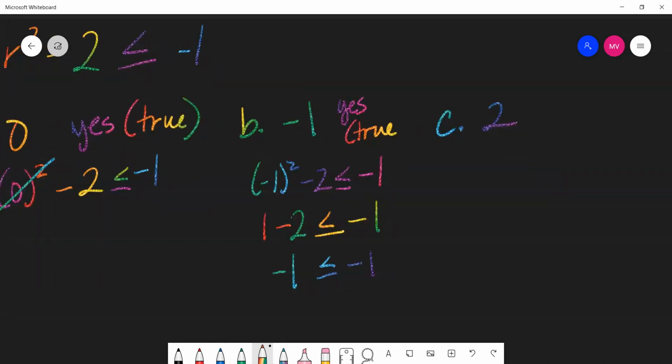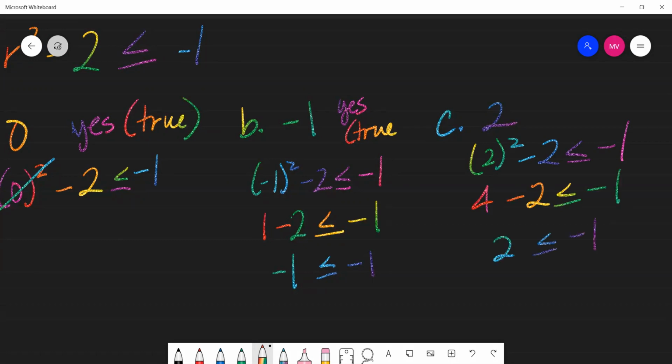All right, so last one, we have 2 squared minus 2 less than or equal to -1. And what's 2 squared? 4 minus 2. And what's 4 minus 2? Is 2 less than or equal to -1? No, it's much bigger. So this is a no or a false. All right.